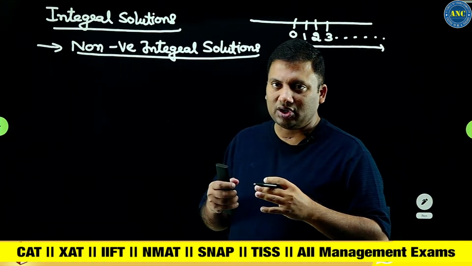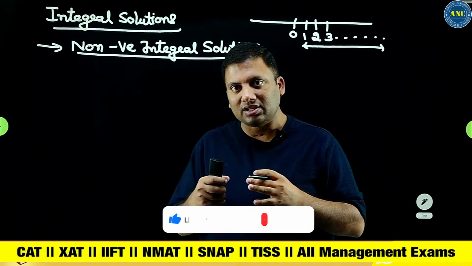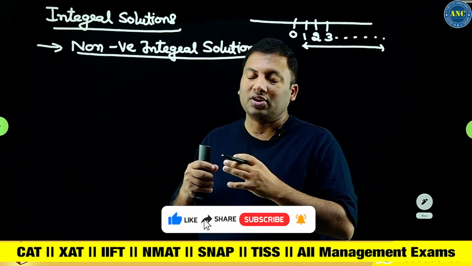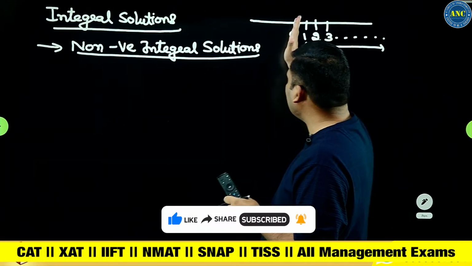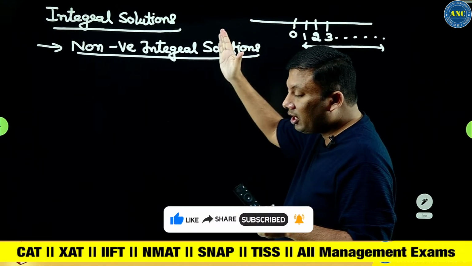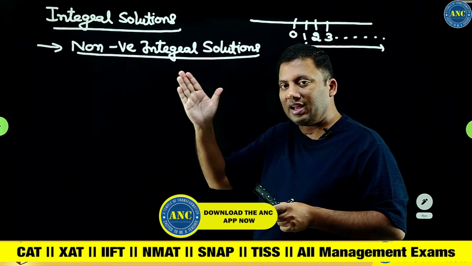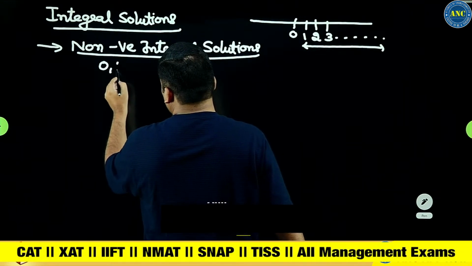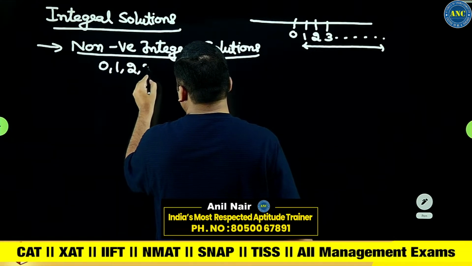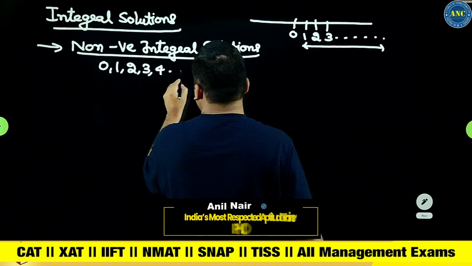Integers are a combination of negative integers, 0 and positive integers. Non-negative integers means other than negative, that is 0, 1, 2, 3 and so on up to infinity.